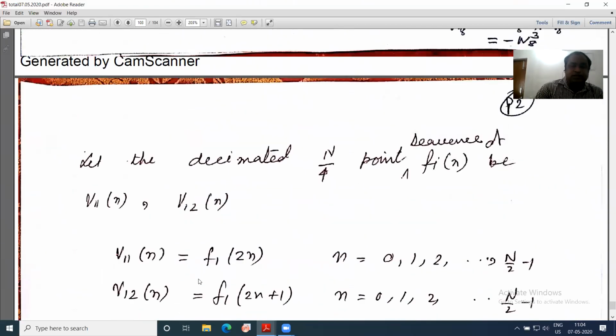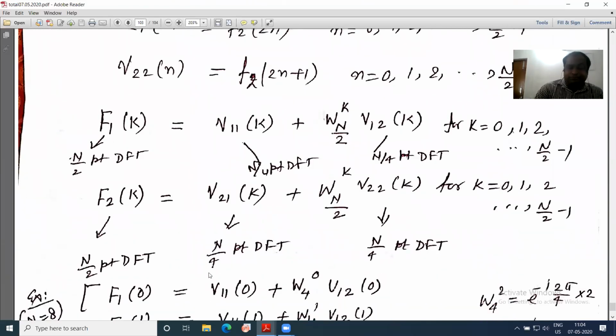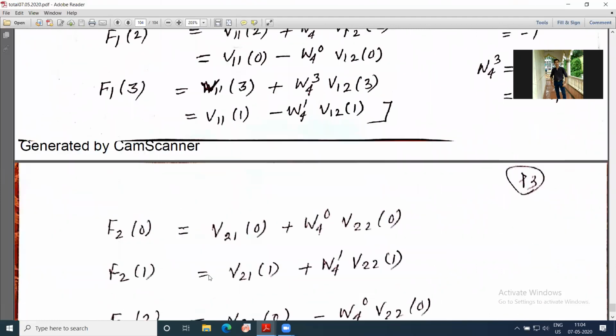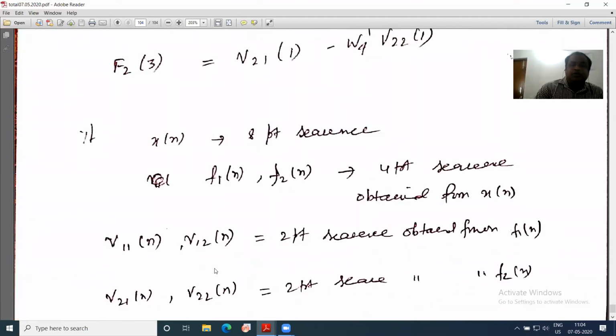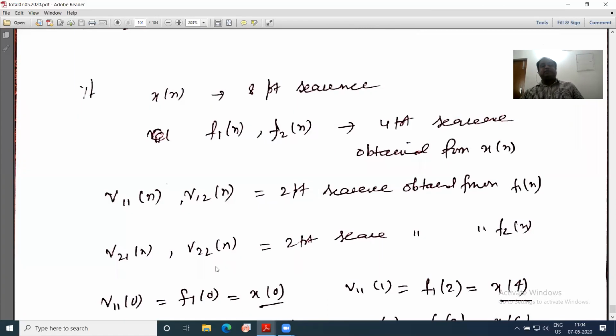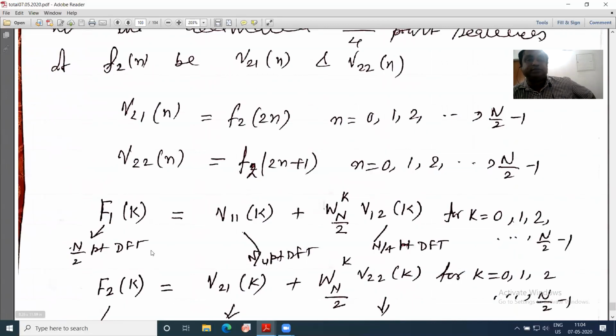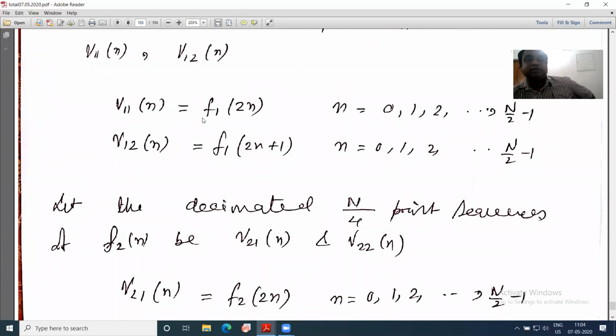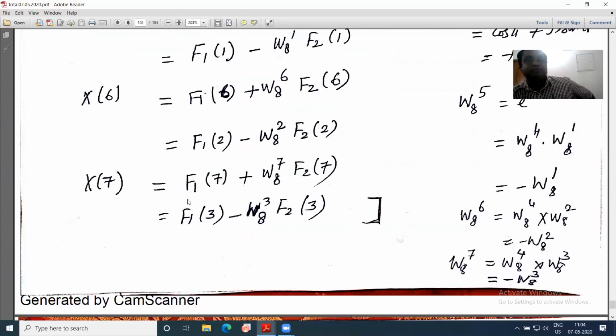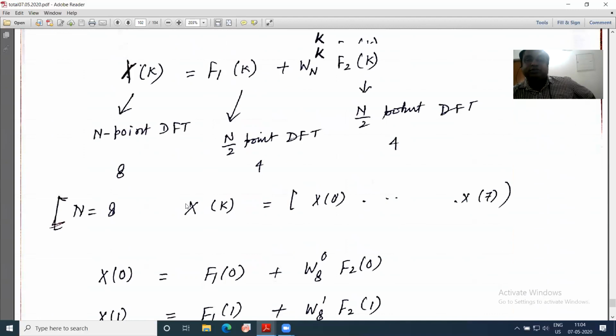What I have so far is all right. Any doubt if you have? No doubt. Very good. So at this stage, what I have said is written here: that x of 8 is an 8-point sequence, they are 4-point sequences, and they are all 2-point sequences. Now I'm trying to find V11 of 0. Let us come here. That V11 of 0 is equal to F1 of 0.